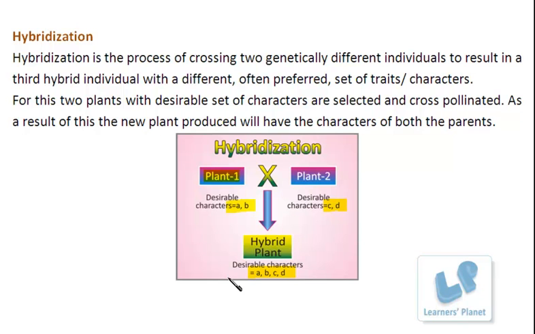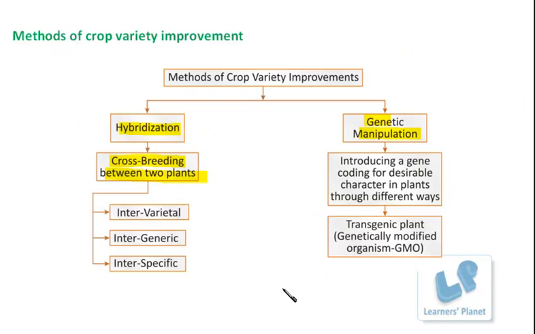Now this hybridization can be done in different ways, that means between different types of plants. And what are they? In this case, the first type is the intervarietal. Intervarietal means the same type of plant is chosen for the hybridization, but they have different varieties. This type of hybridization, in which two plants of different varieties are crossbred, is known as intervarietal hybridization.